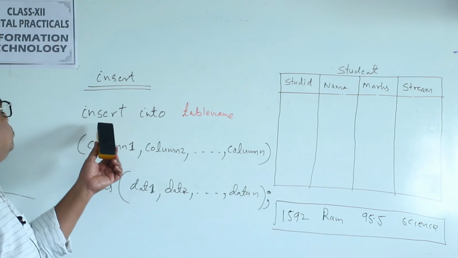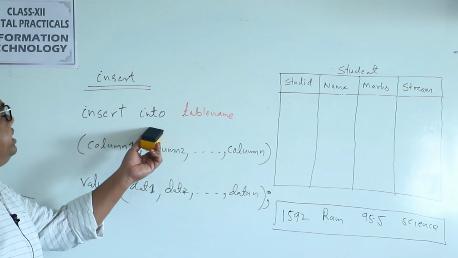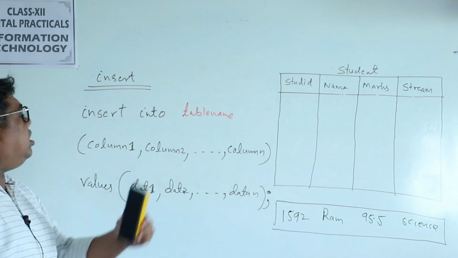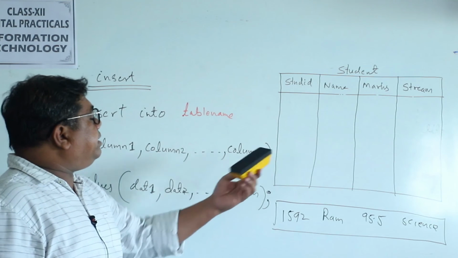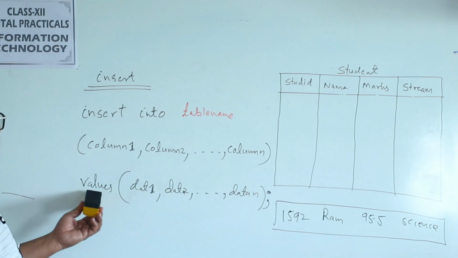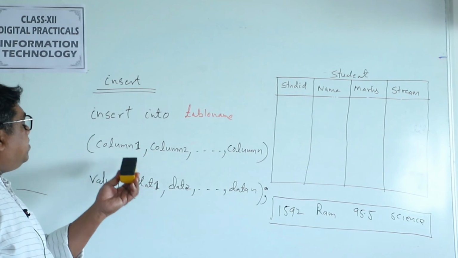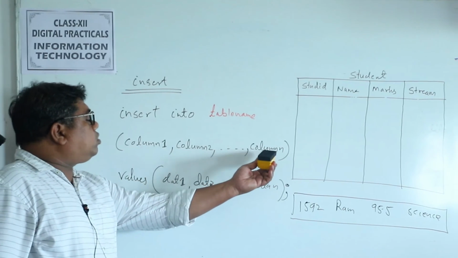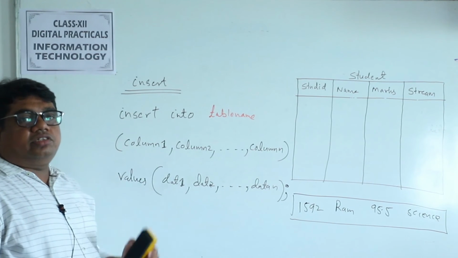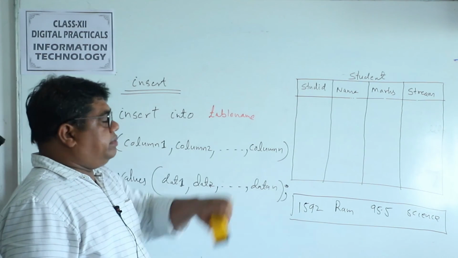Okay, first we have to use the keyword insert, then the keyword into, then we will provide the table name, then we will go through the columns that are available in the table, then we will have the keyword values, then we will provide the first column data 1, the second column data 2, and so on up to column n data n. So this is how to insert rows to a table.